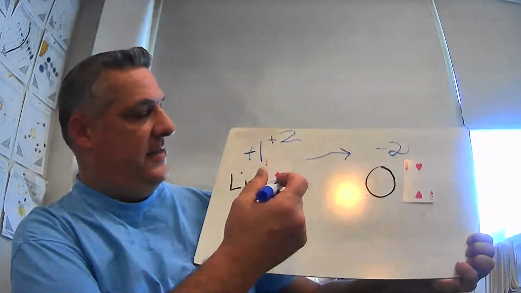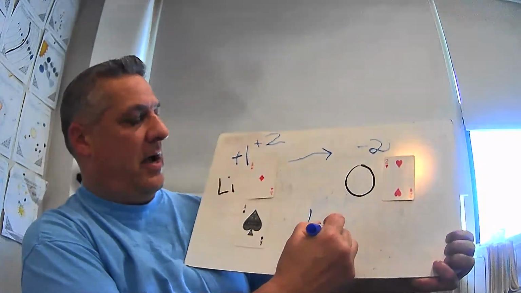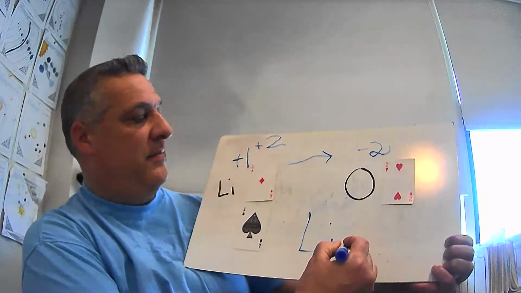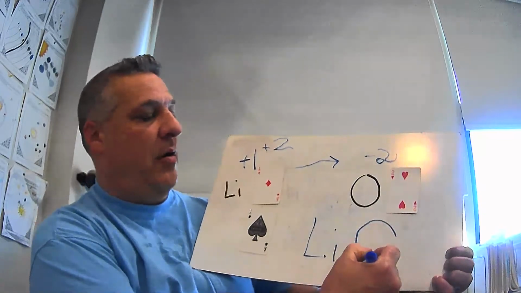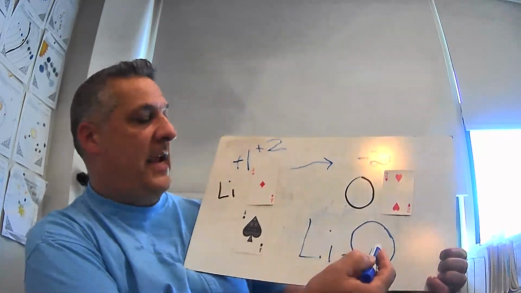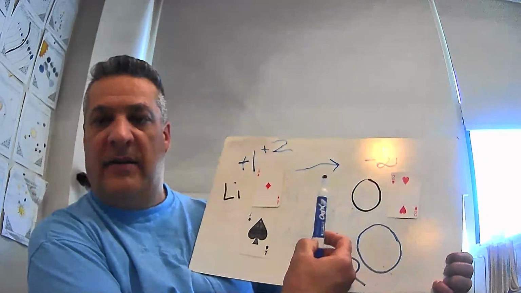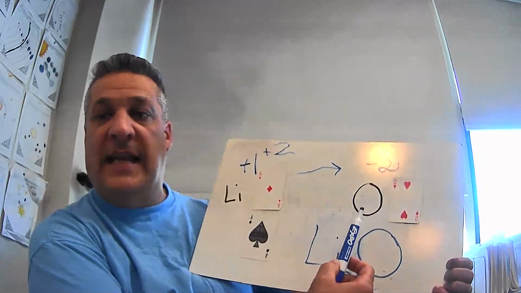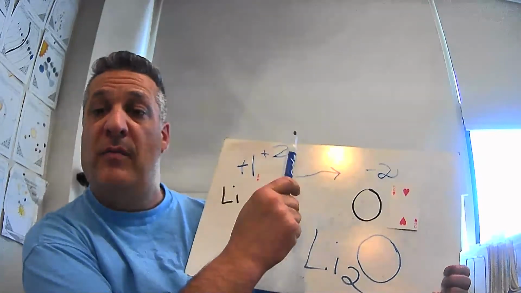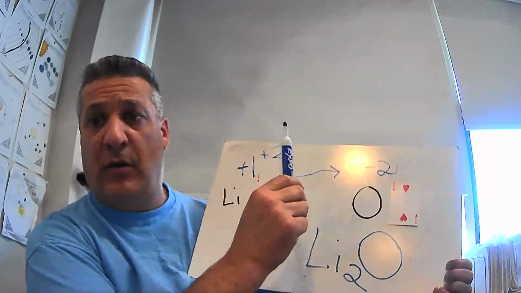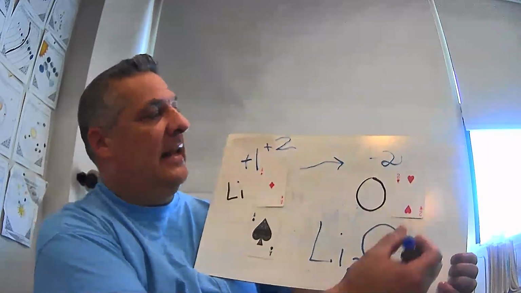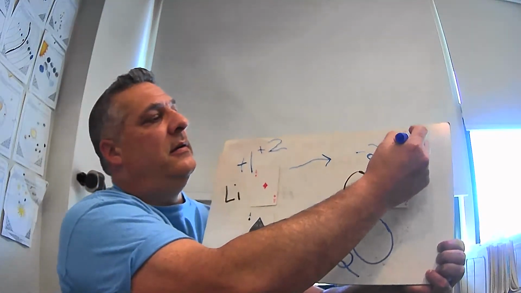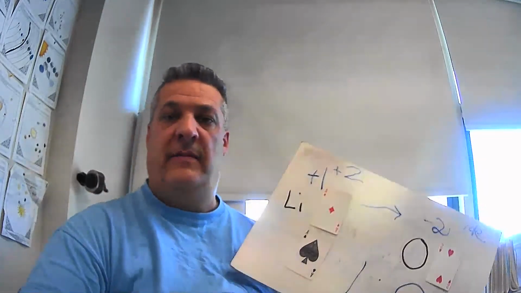And then this new formula becomes Li. How many lithiums do we have? 2. We put that number right there. And then we put an O after it. And the name becomes lithium oxide, because oxygen's name gets changed to an IDE form. Just like in sodium chloride, we had the element chlorine, which now changed to chloride. So IDE endings are used to change these.